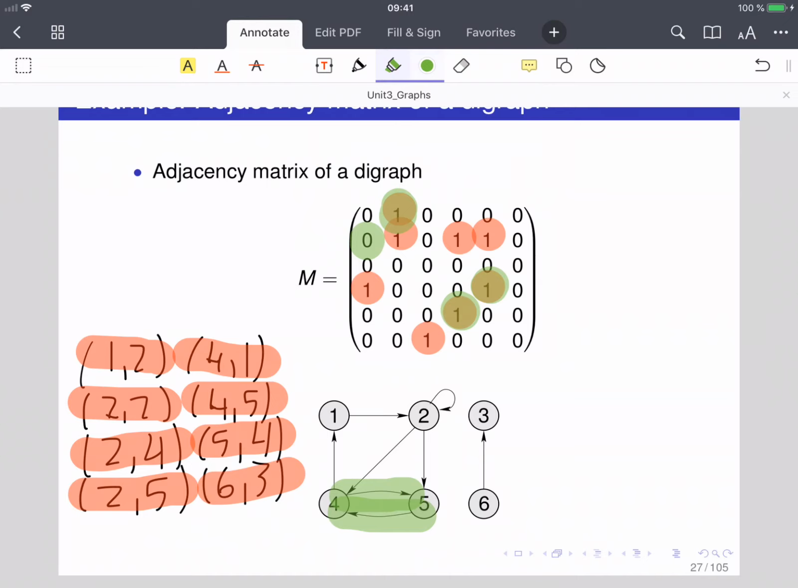But this is only because in this case we have edges connecting 4 and 5 and 5 and 4. So in general, whenever we have a connection from U to V, but we have not the connection from V to U, the matrix is not going to be symmetric.